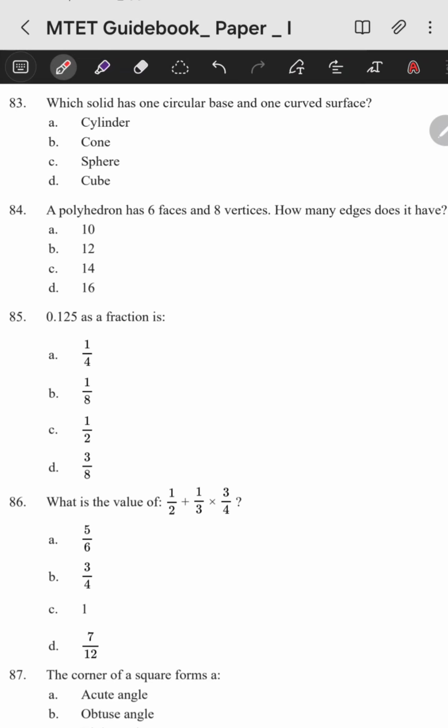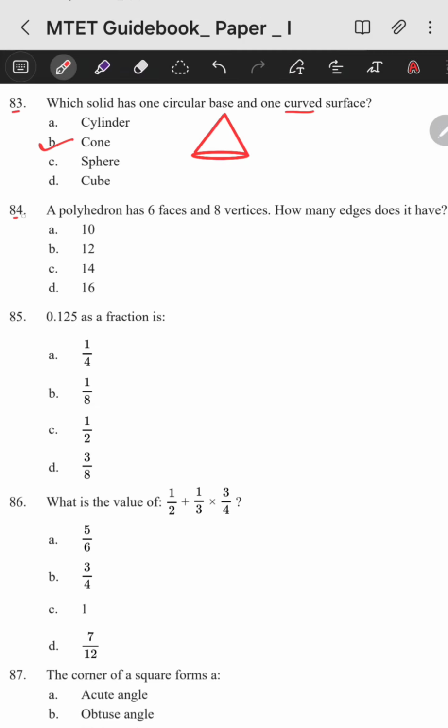Next question number 83, they ask here, which solid has one circular base and one curved surface? That is option B, your correct option. Cone. So a cone has one circular base and one curved surface. So option B is your correct option here.